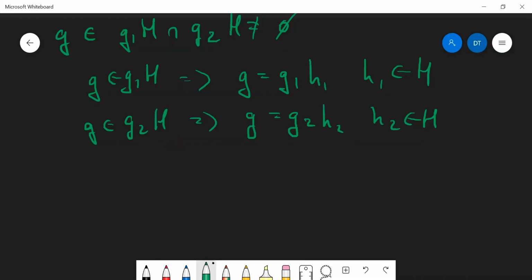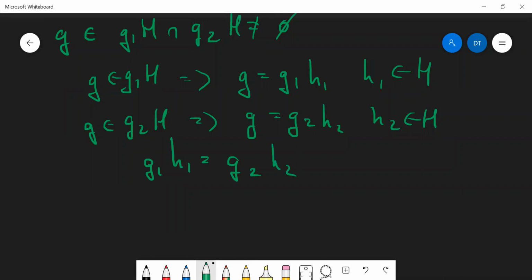Okay, now, so let me repeat what has happened here. We assume that these two subsets intersect, and G is a common element. Now we want to prove that in this case, they are actually the same. By definition, since this element is here, we have this equality. Since this element is here, we have this equality, because this is just by definition of the left cosets. And now we have that G1 H1 equals G2 H2.